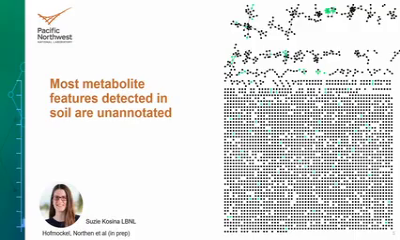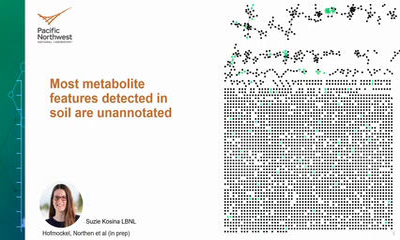This is just a quick example from research that's coming out of our lab group where we can see that most of the metabolite features detected in soil are unannotated. So this is a network analysis of the metabolites that we have pulled out of a rhizosphere, so the root area, the soil that's adhering to the root. And what you can see here in the black dots are all the metabolites that are detected but unannotated. So we don't know what any of that is.